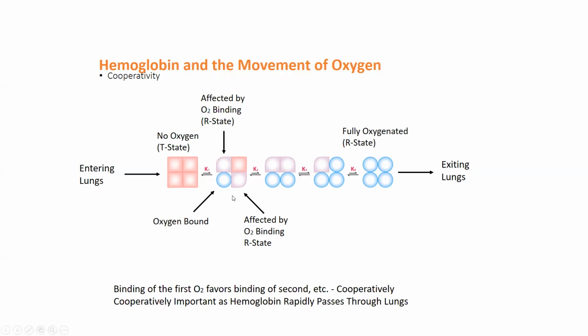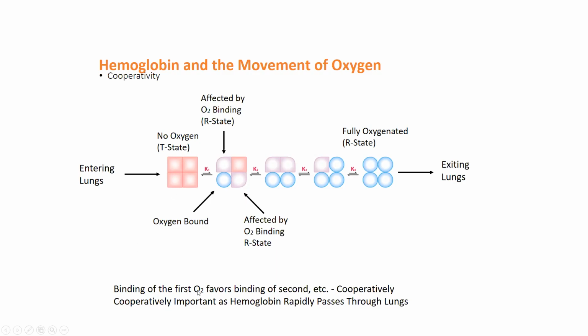So here, the oxygen bound is affected by oxygen binding in the R state. The more oxygen binds, the less in the T state we're going to be, and the more we're going to shift close to the R state. So the more R you are, the more oxygen you have. The more T, the less oxygen you have.